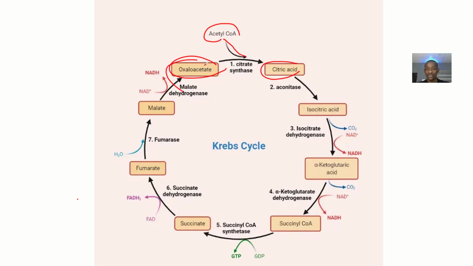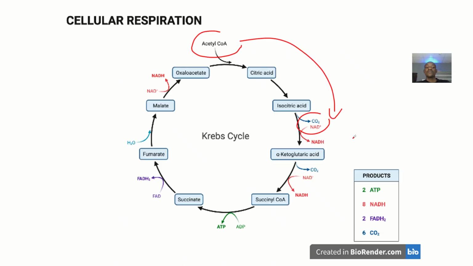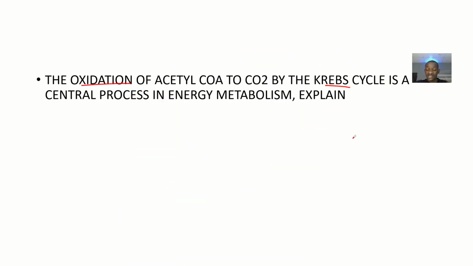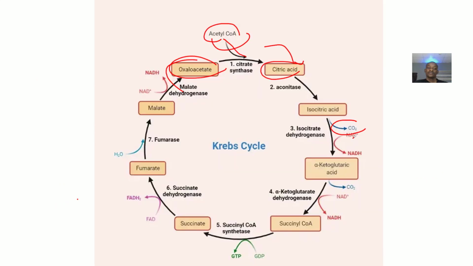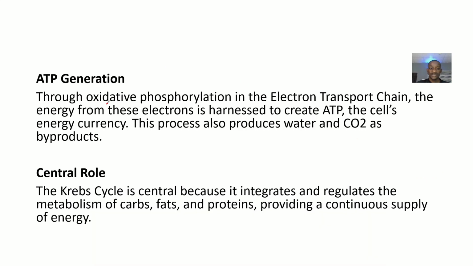So this is the cycle I've spoken about. This combines with this to form this, right? Then in the process, CO2 has to be released so that oxaloacetate can be produced again. If the CO2 is not released, the Krebs cycle will not continue. So that's why oxidation of this acetyl CoA to CO2 is important, because oxaloacetate has to be produced again. You get? All right.